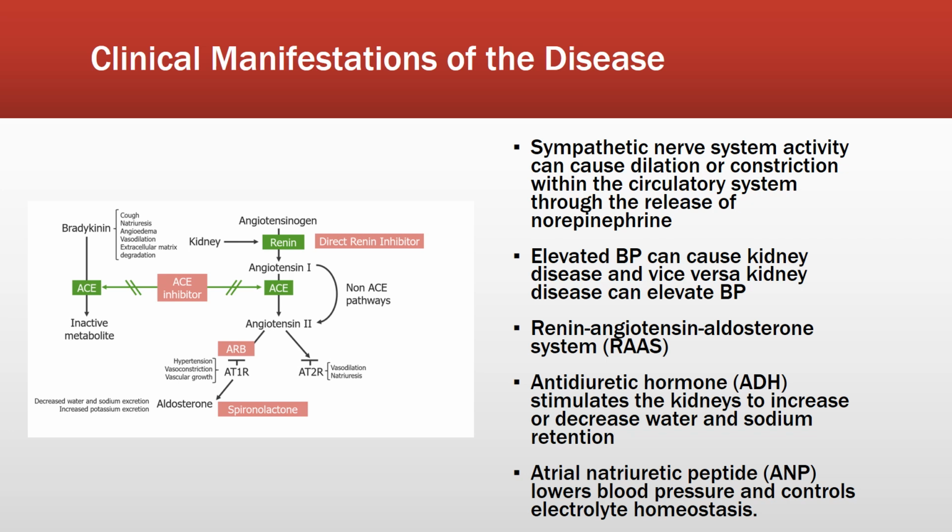There are additional hormones that affect the blood pressure. Epinephrine is secreted from the adrenal medulla and will increase heart rate and cause vasoconstriction. Antidiuretic hormone is released by the pituitary gland and stimulates the kidneys to increase water and sodium retention and release potassium in the urine to increase the blood pressure. Lastly, the natriuretic peptide hormones induce diuresis, enhance renal blood flow and systemic vasodilation, and suppress aldosterone, which lowers blood pressure and controls electrolyte homeostasis.